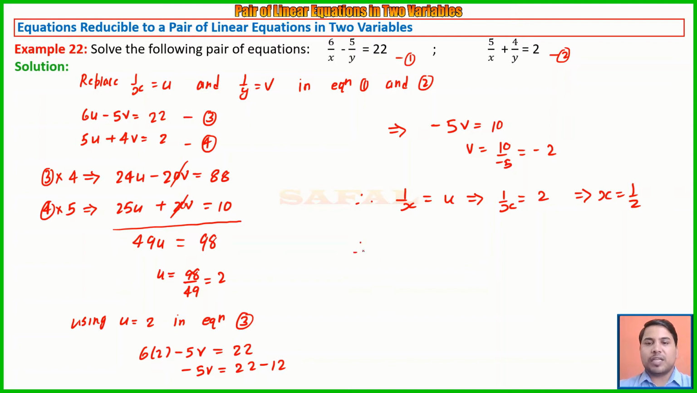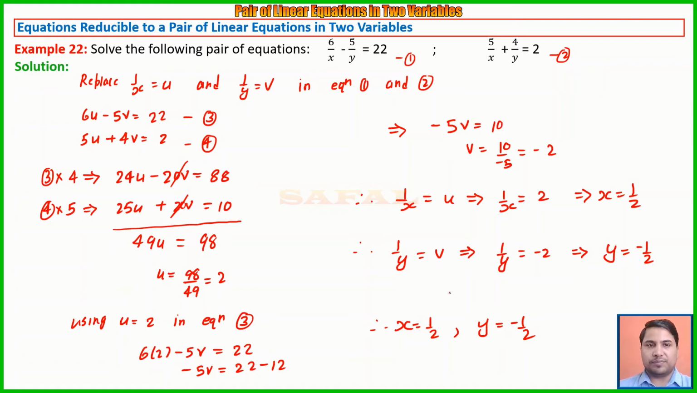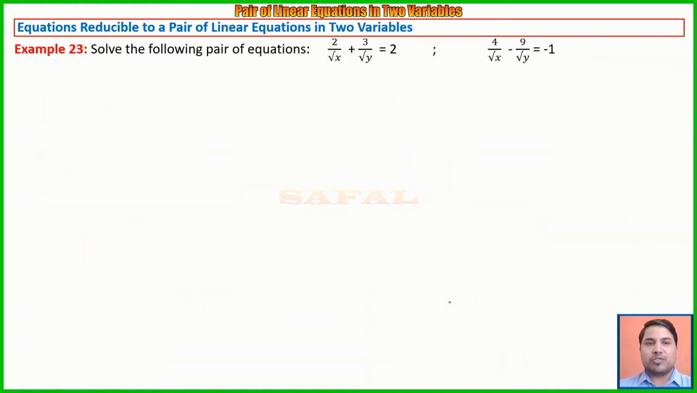Similarly, 1 by y we have taken as v, and the value of v is minus 2. So I'll get y equals minus 1 by 2. So the value of x is 1 by 2 and the value of y is minus 1 by 2. We can see that this equation was not appearing as a linear equation in two variables, but we have reduced it to a linear equation in two variables and then solved. So what you have to think of is proper substitution.